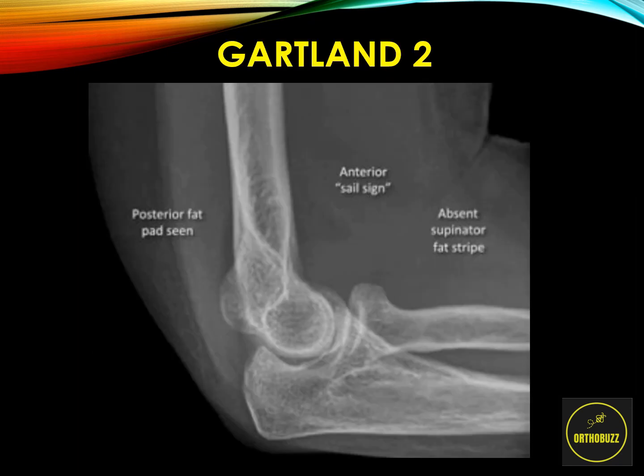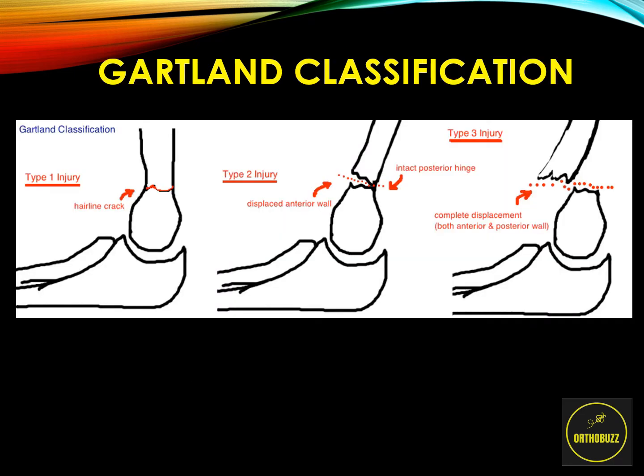Now, we can classify supracondylar fractures depending on their severity, and this can help us decide the management of them. The Gartland classification is useful and looks at how displaced the supracondylar fracture is. The Gartland 1 is an undisplaced supracondylar fracture with just a fracture line. This can be treated non-operatively in a cast, with the child in a cast at 90 degrees or more for a week or a few weeks depending on their age.